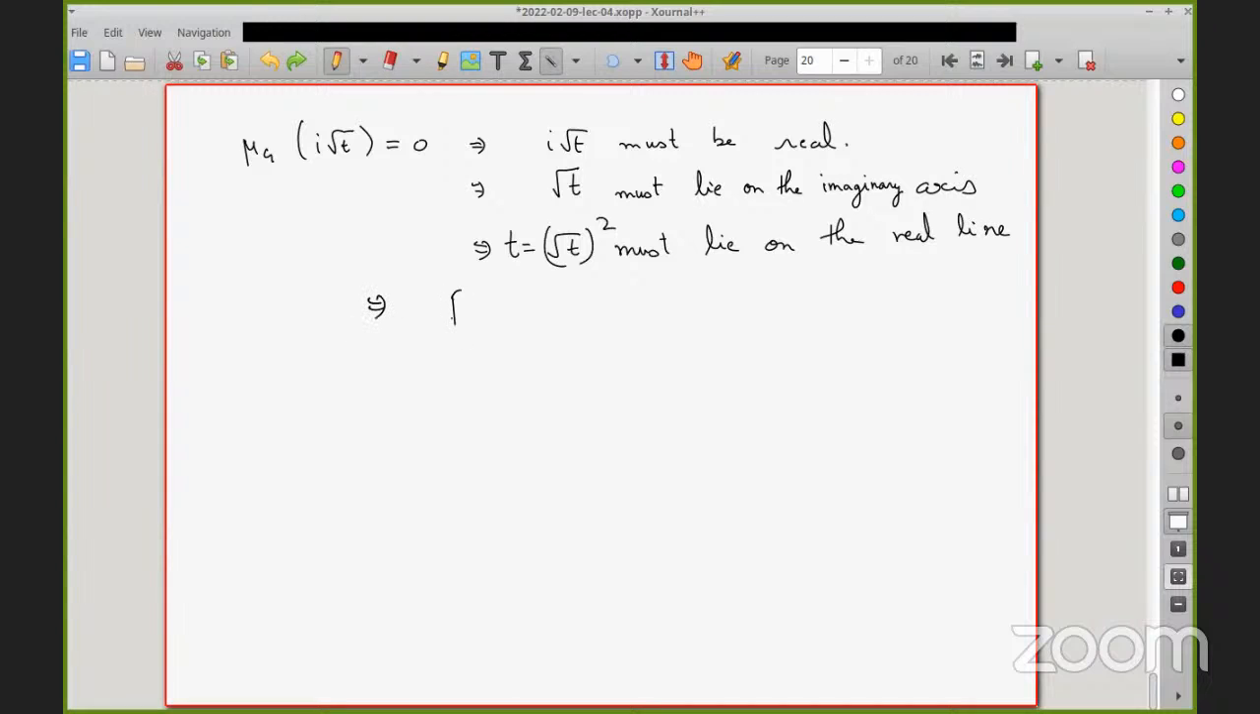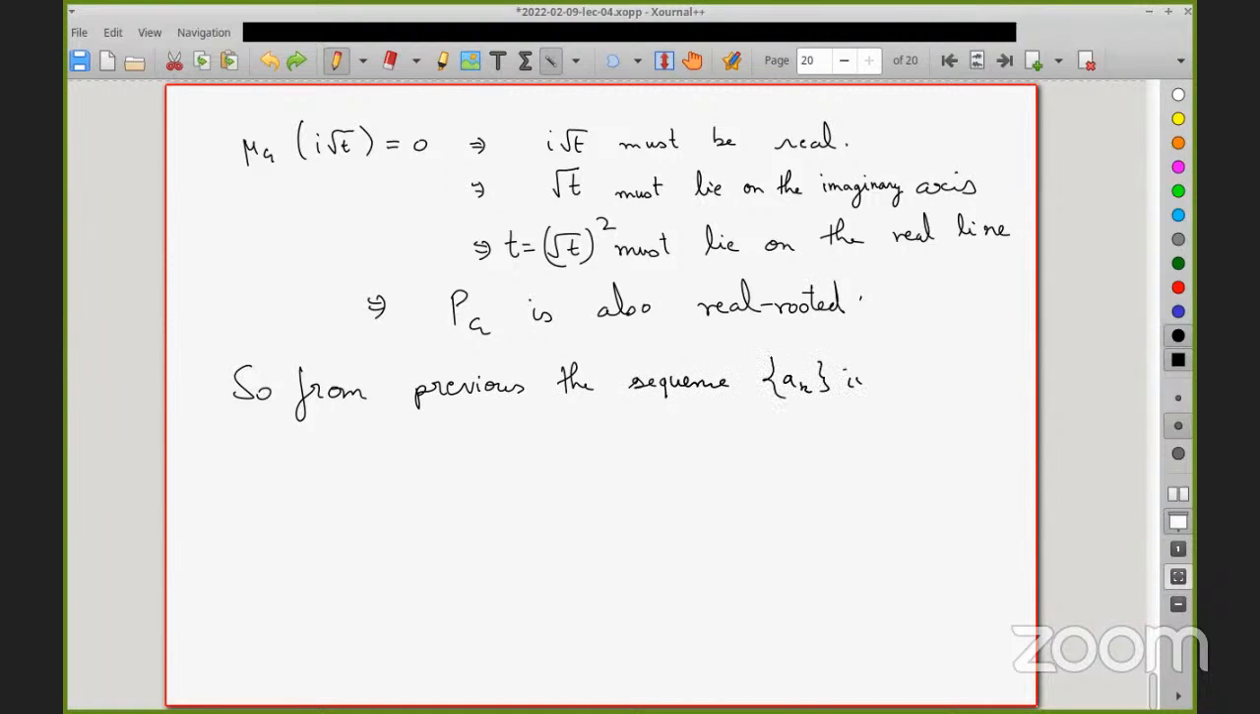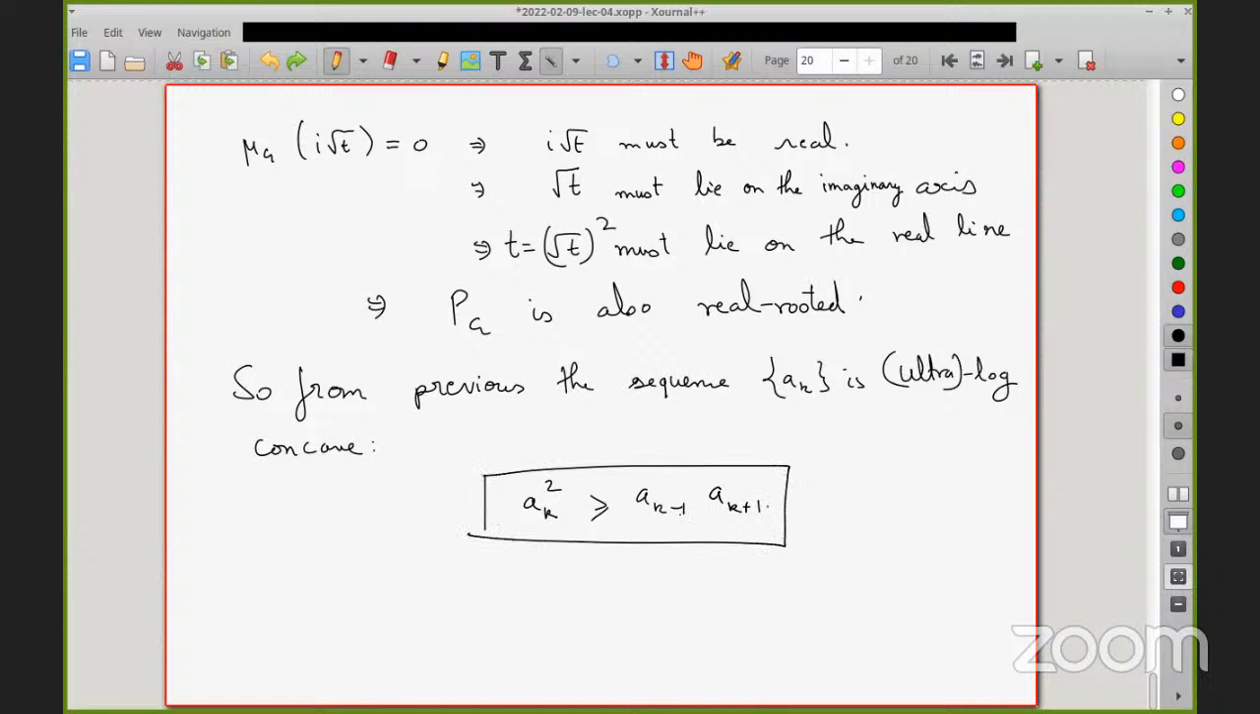So this implies that PG is also real rooted. And so from the previous lemma, the sequence A_k is ultra log-concave, right? So in particular, A_k squared is bigger than A_{k-1} times A_{k+1}. This is a non-trivial fact, right?